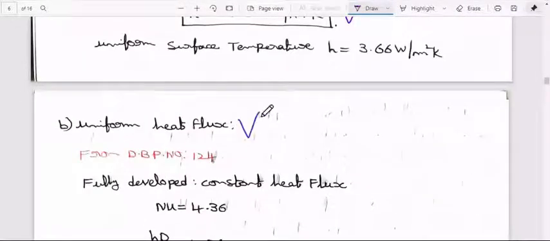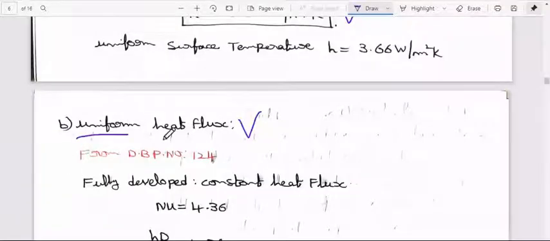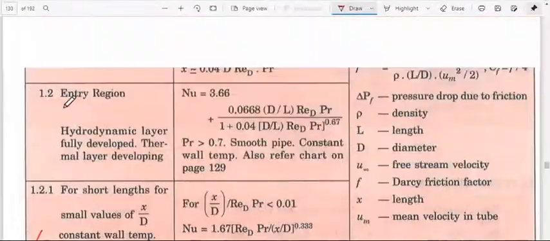Second question, uniform heat flux. So here, what is the uniform? Here, fully developed thermal layers and constant wall temperature. And next is uniform heat flux.